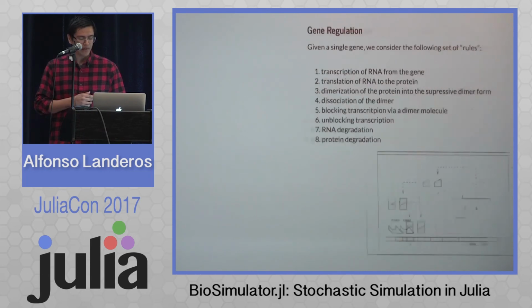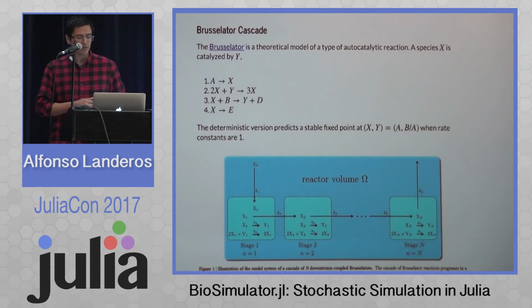I have a little bit of time to go through one numerical example, and I'm going to choose the Brusselator cascade. The idea behind the Brusselator is that it's a system of coupled reactions, and the idea is that you have one species X that is catalyzed by some other species Y, but X itself is involved in the synthesis of Y, so it catalyzes itself in that sense.